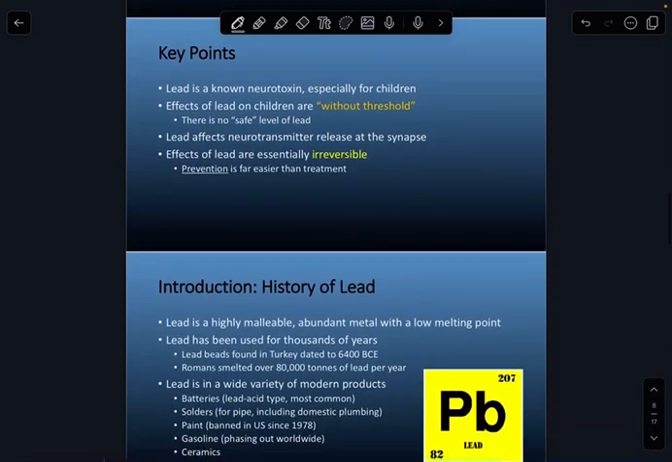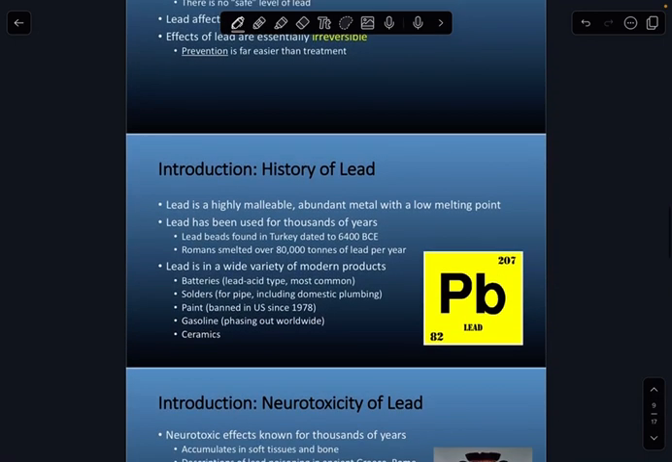So let me tell you a little bit about lead. Lead has a long history. Humans have been using lead for thousands of years. It is a highly malleable, abundant metal. It has a low melting point, which makes it very easy to use for craftsmen. Thousands of years ago, when you couldn't make extremely hot fires, lead was very convenient because it melted at a low temperature.